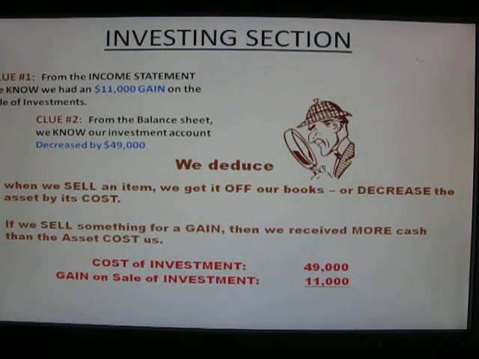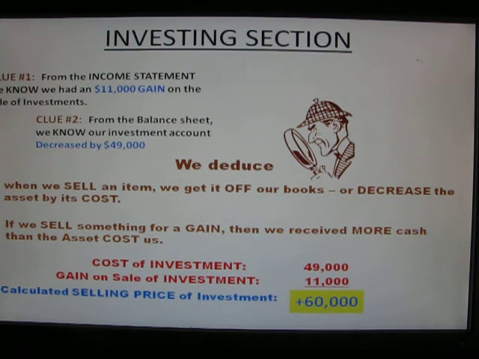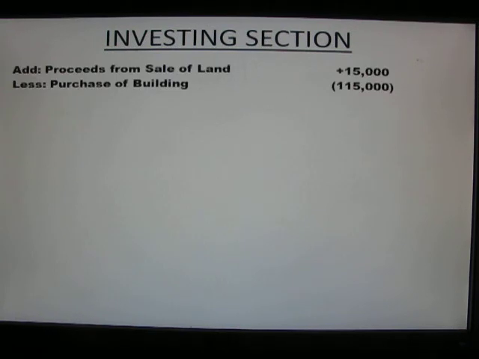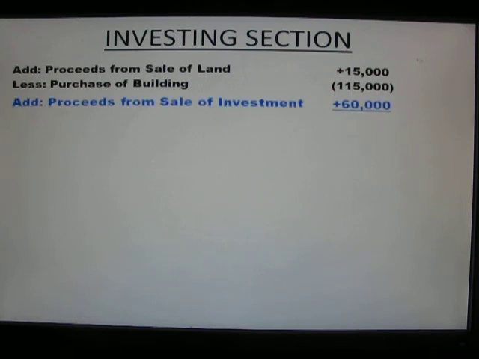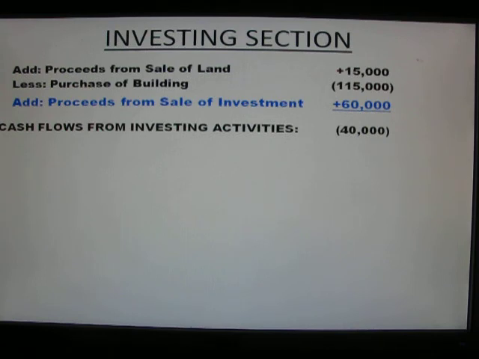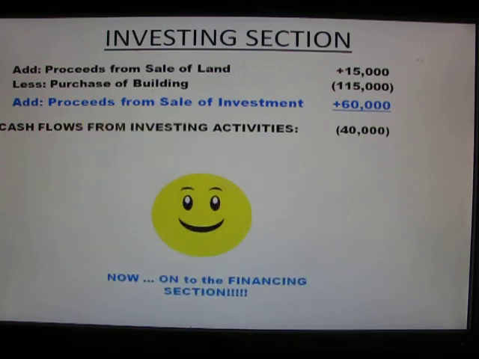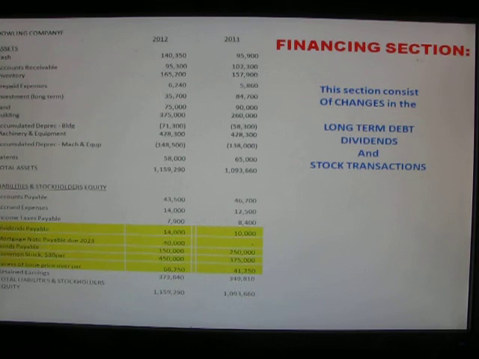So the investment we had, because it decreased, cost us $49,000. We sell something for a gain, that means we received more cash than the asset cost us. So we can then deduce that our selling price of the investment was $60,000. If that had been an $11,000 loss, we would have subtracted the 11 from the 49 to get the actual cash proceeds. So now that we know the cash proceeds, we're going to put it on the investing section, proceeds from sale of investment. So now we've got the investing section done because we have taken care of all long-term asset changes. Yay! Let's move on to the financing section.